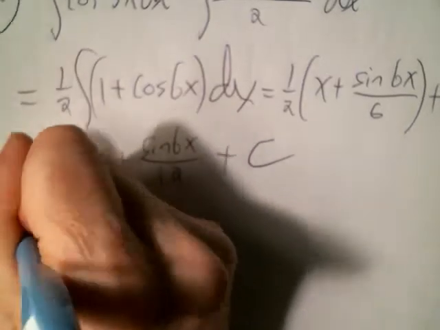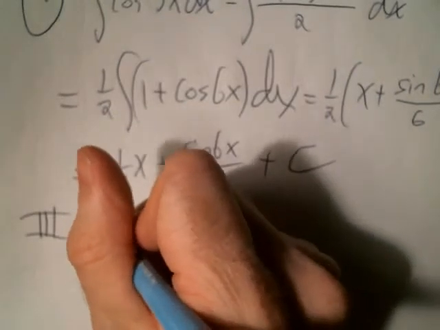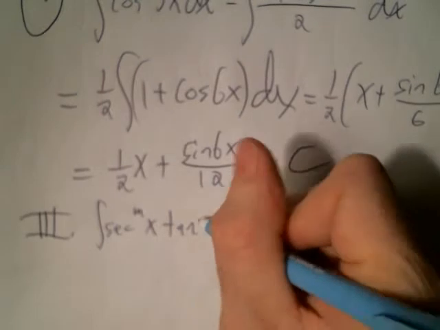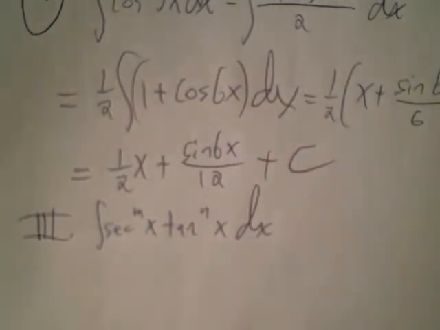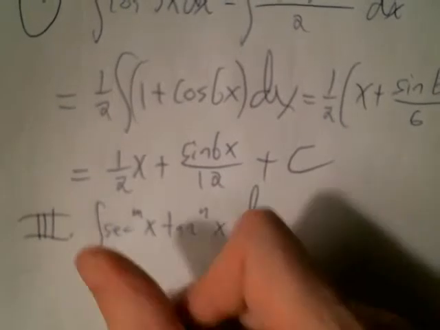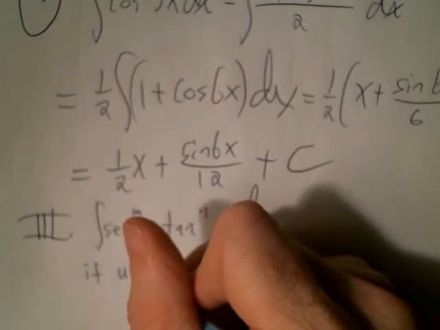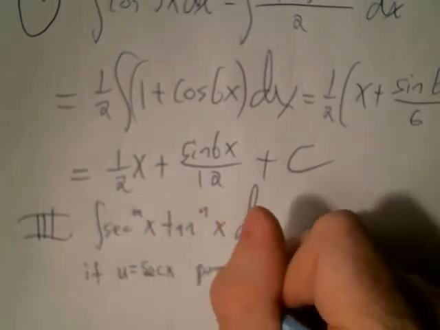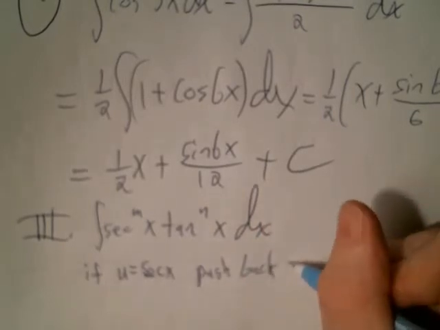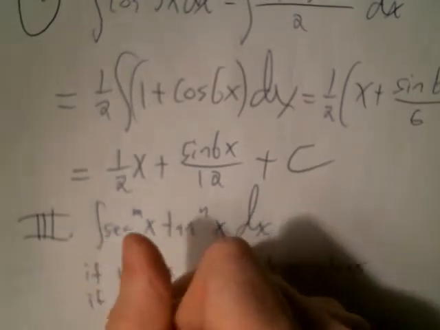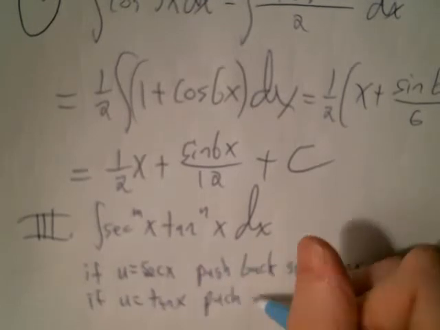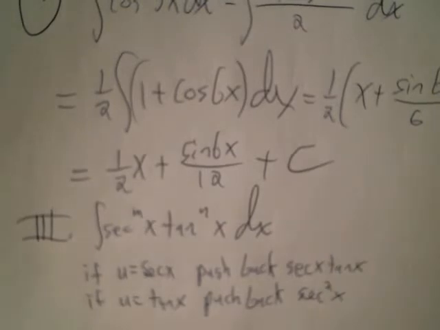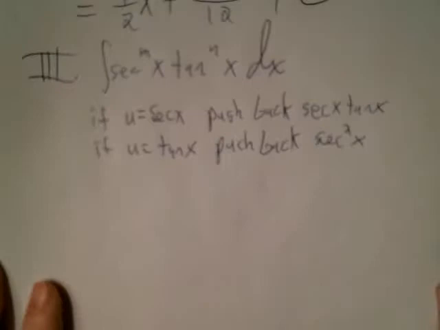Section 3, we're working with secant and tangent instead of cosine and sine. So you have the integral of secant mx times tan nx dx. It'll work extremely similar to the integrals of sines and cosines, except the thing you're pushing back, because we always push back the derivative of the u sub, will be secant tans or secant squares. So if you eventually do a u sub for secant x, you need to push back secant tan. If you end up doing a u sub for tan x, you need to push back a secant squared. Let's take a look at what that entails in this section.